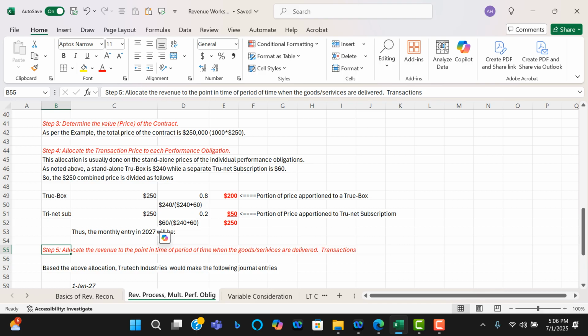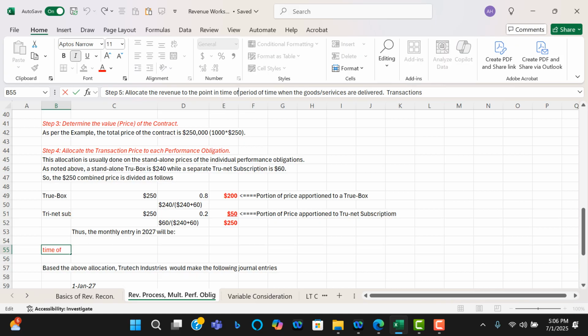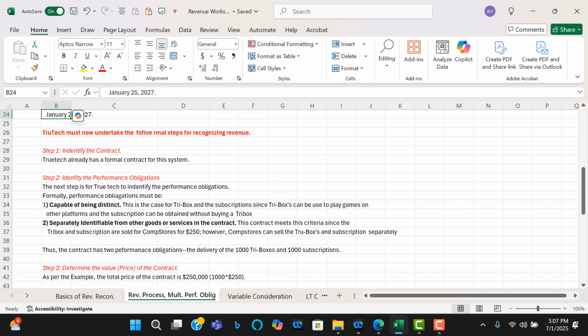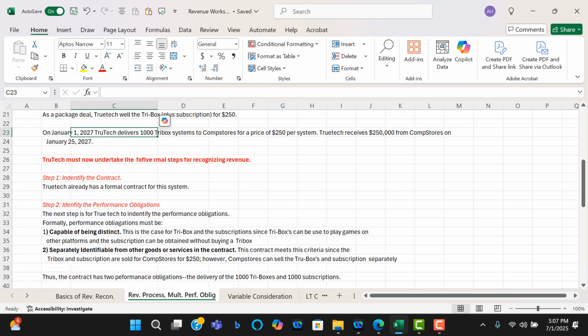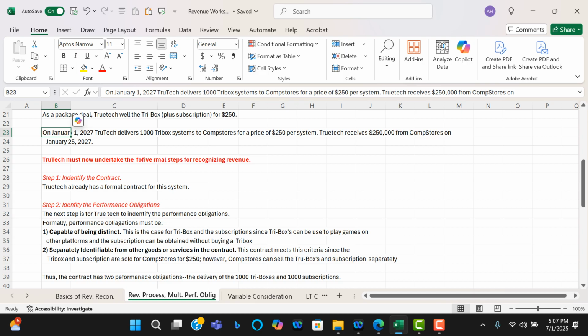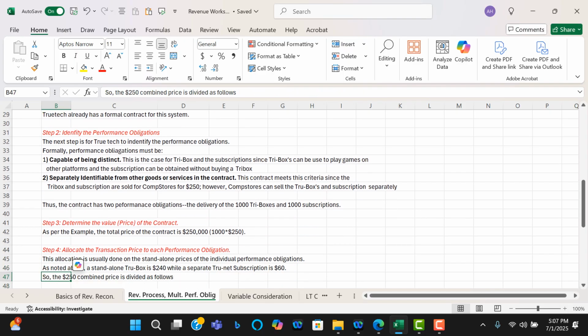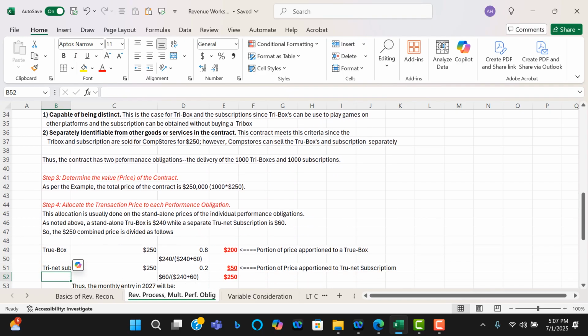The final thing is you allocate the revenue at a point in time or over a period of time, when the good or service is delivered. And the problem itself says, if you go way back up here, that I believe on January 1st, 2027, TrueBox actually delivered the 1,000 TrueBox systems. And so you can recognize revenue for those at the point of delivery.